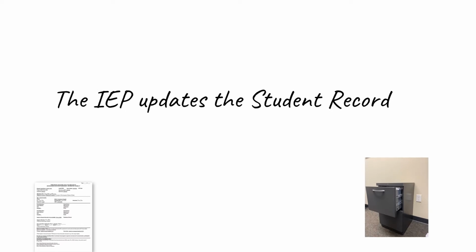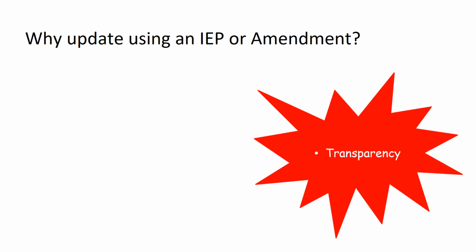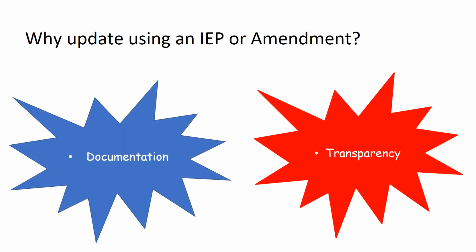The student record includes special education and related data about the student. So it would include items like name, birth date, parents, disability, last completed IEP, last completed assessment, current services, and much more. When you update relevant fields in the IEP, you are updating fields in the student record. Typically, the student record should be updated through the IEP or amendment process. This provides transparency in that every change in the student record is documented. We'll talk more about amendments in the next section.